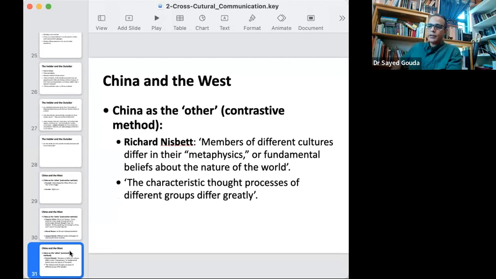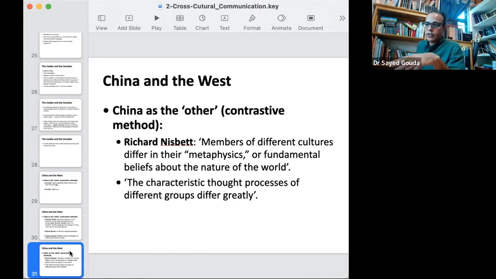So China as the other. When those Western scholars look at China as the other, this is a contrastive method, because they only focus on the differences, on how China is different. They don't try to find a common ground, common characteristics, some similarities between what is Chinese and what is Western. They only focus on the differences. So this is a contrastive method.